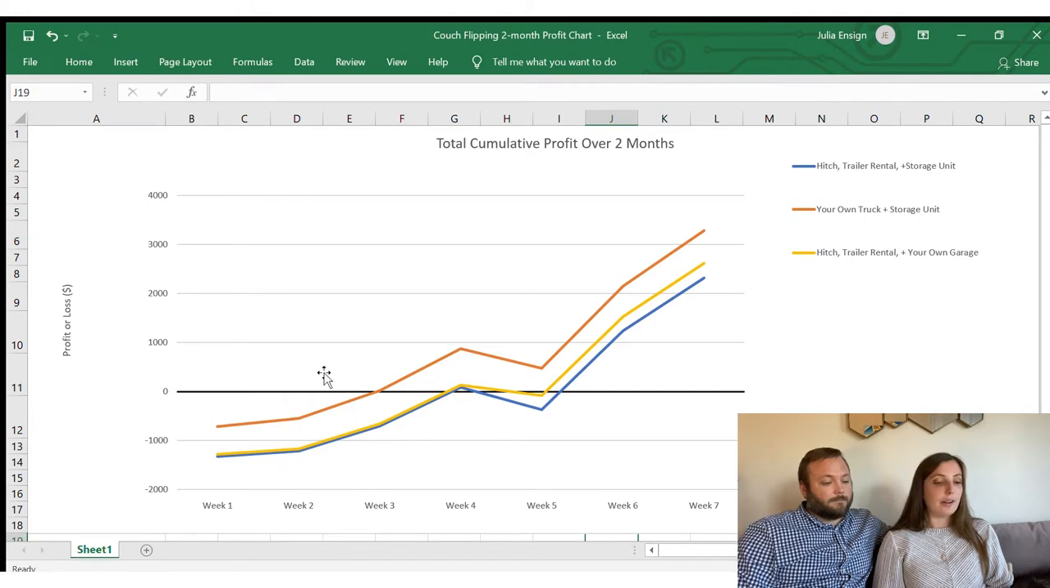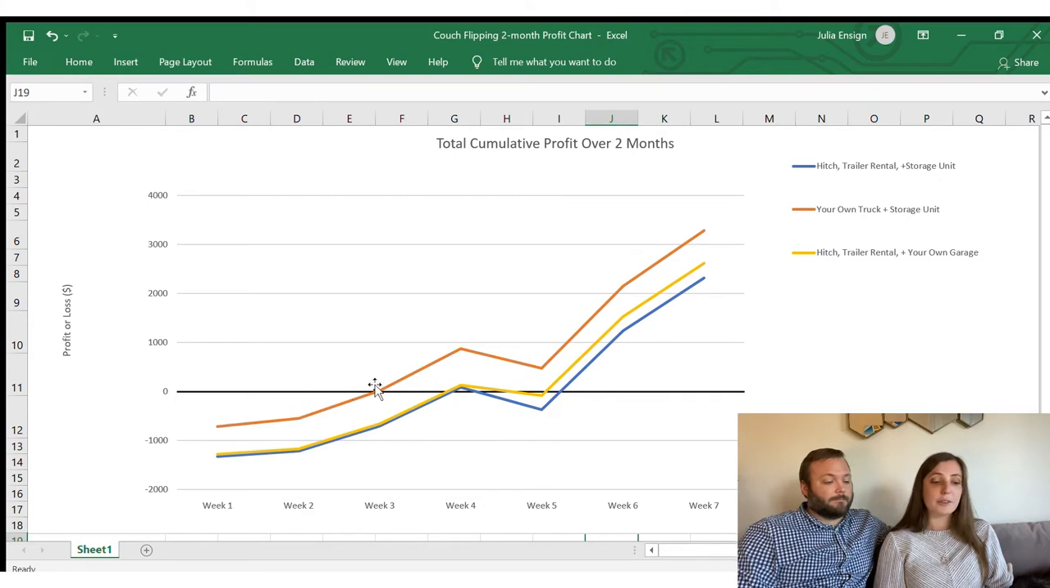The third option would be having your own truck, but still having to get a storage unit. So the upfront costs are obviously a lower cost. You don't have to pay so much just because you don't have to get the hitch installed. That was like a huge chunk of change. Was it like $400 or $500? Yeah, it was like over $500. And then you also don't have to rent a trailer. So that's why this initial cost is so low for owning your own truck already.